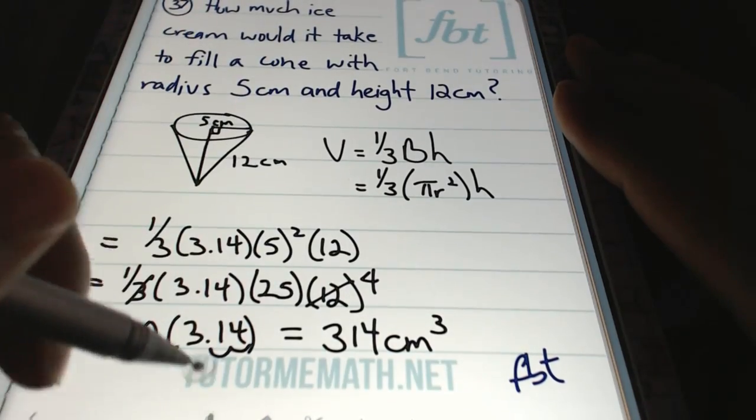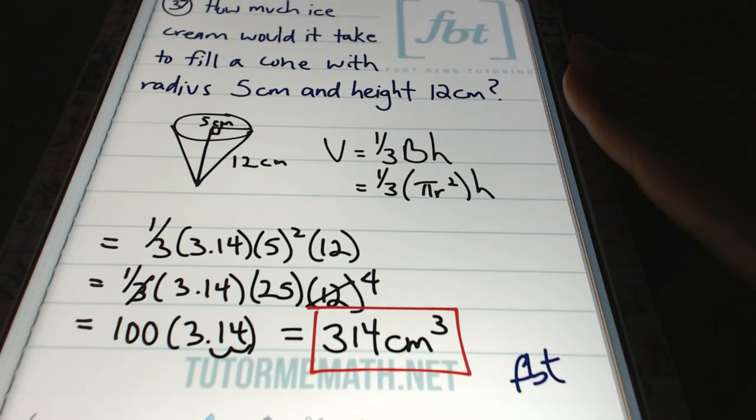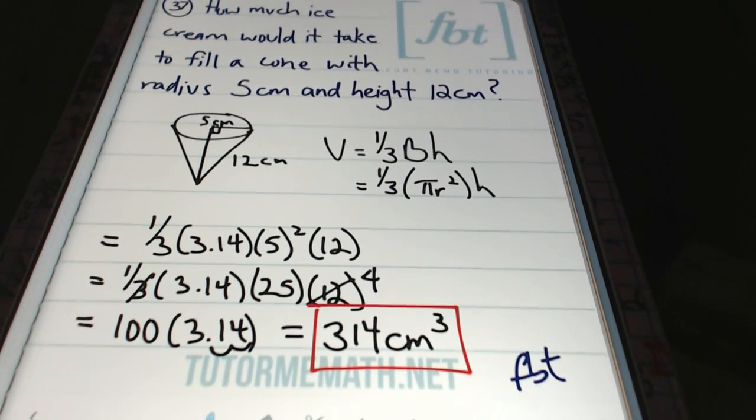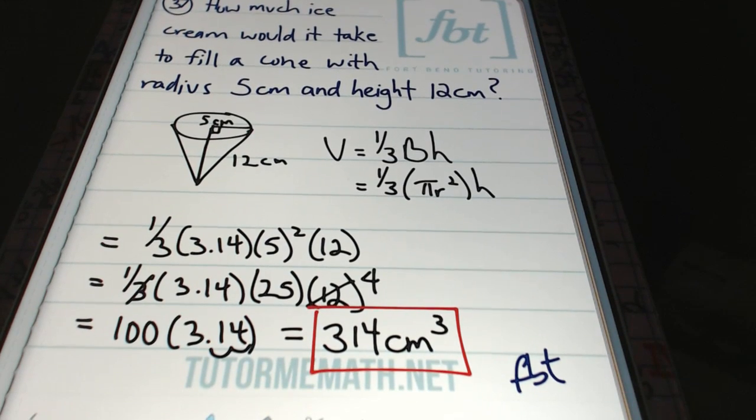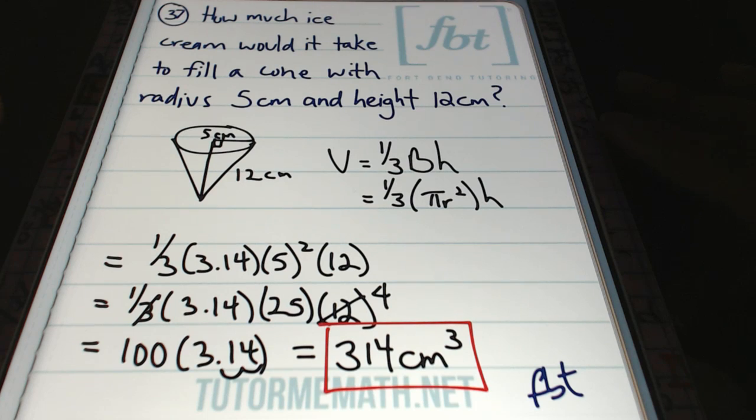What am I doing with that black box? Get that black box out of here. We need a red box for this answer. So we end up with 314 cubic centimeters. How do you like that, guys? The calculations with no calculator for finding the volume of the cone.